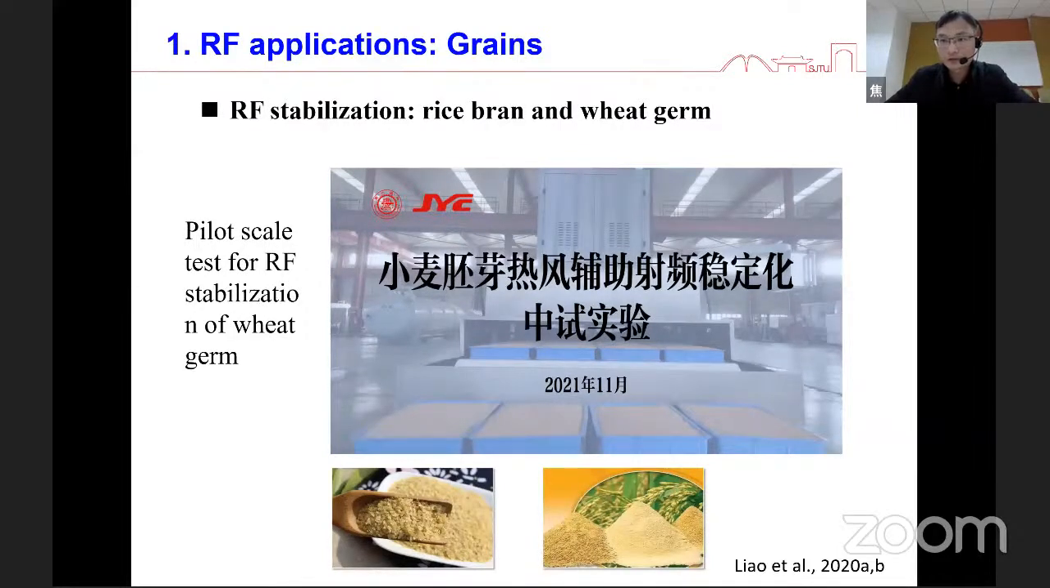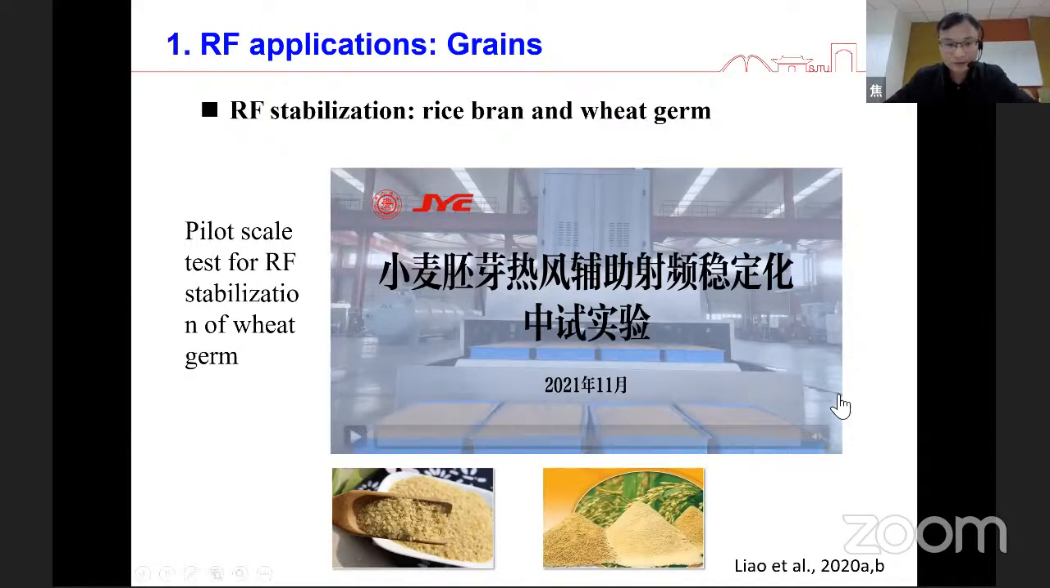So if we want to use this as a food material, the first thing we need to do is try to stabilize them. It means that we try to inactivate the enzymes inside it, and then we can extend its shelf life, right? So we're using RF technology to do the stabilization treatment for the rice bran and wheat germ. Actually, we did a lot of research in our lab, and we developed the stabilization treatment, and also we evaluated the quality and shelf life of the products.